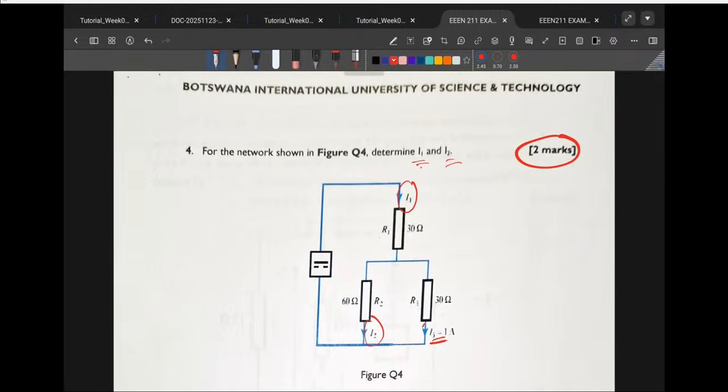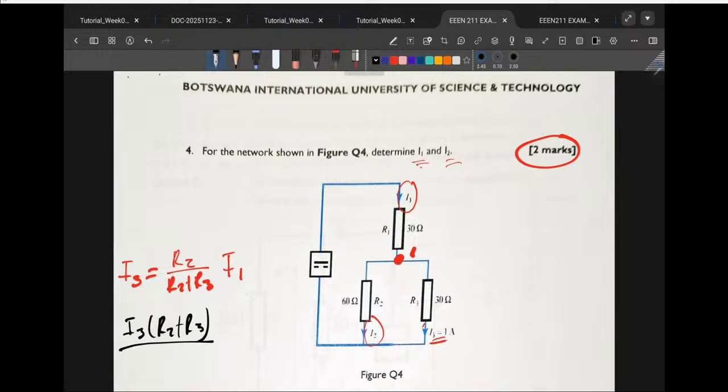Here. So what we would have said is I3 is going to be the other R, R2 over R2 plus R3, by I1, which is the one that is coming into here and sharing. So the one we need is I1. We just make it the subject. I3 multiplying R2 plus R3 divided by R2 is equal to.